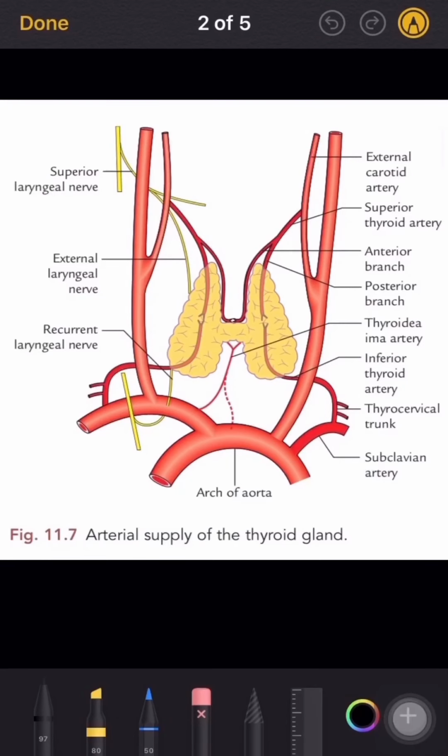The third artery is the thyroidea ima artery. So this is present only in 30% of the cases, and it can arise from two things, either the brachiocephalic trunk or the aorta, and it usually enters the isthmus from below, as you can see in this picture. And the fourth artery or arteries are the accessory thyroid arteries, which usually come from the tracheal and the esophageal arteries.